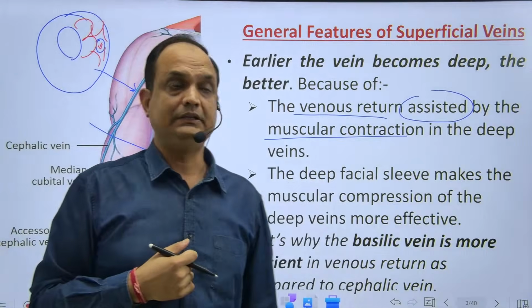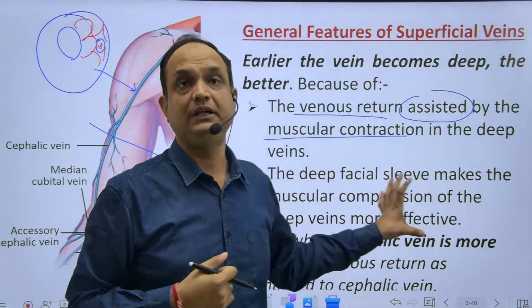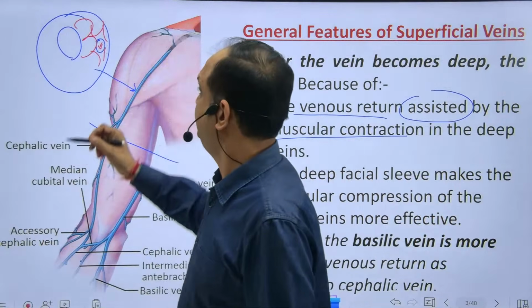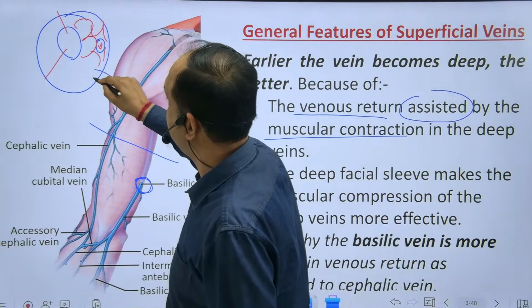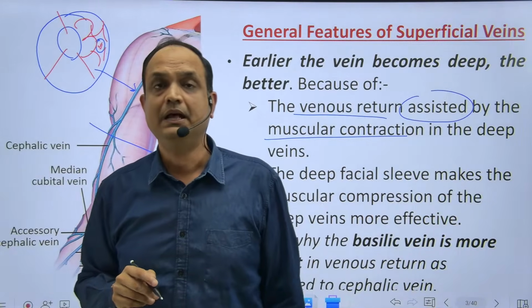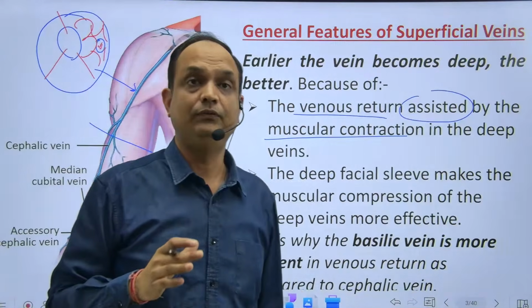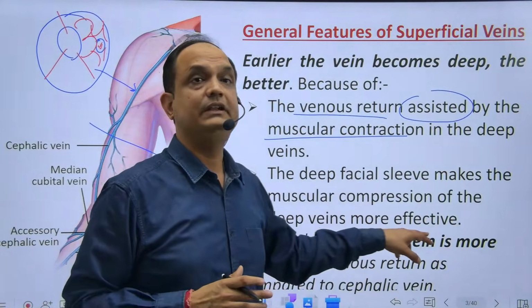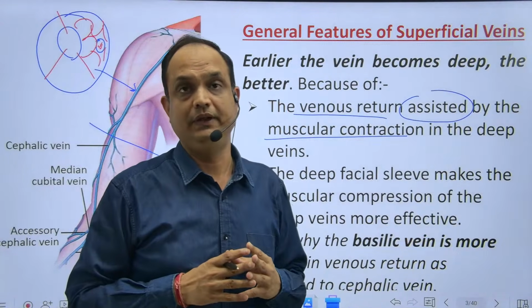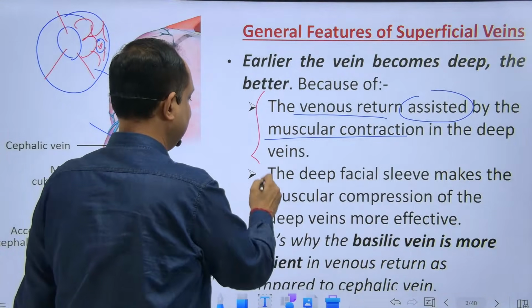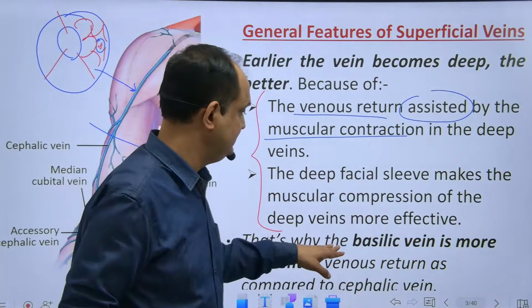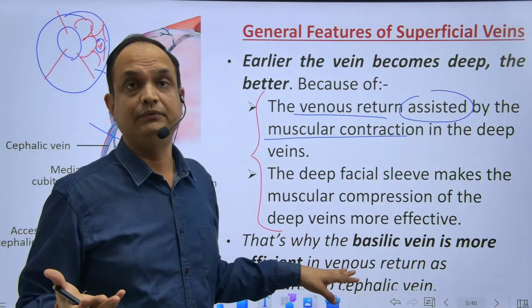The second important thing is the fascial compartment. When the compartments are there, the deep fascia shows the intermuscular septa, and these compartments are helpful for the effectiveness of the pressure on the deep vein. So these are the two basic reasons why the deeper veins have more efficient venous drainage.